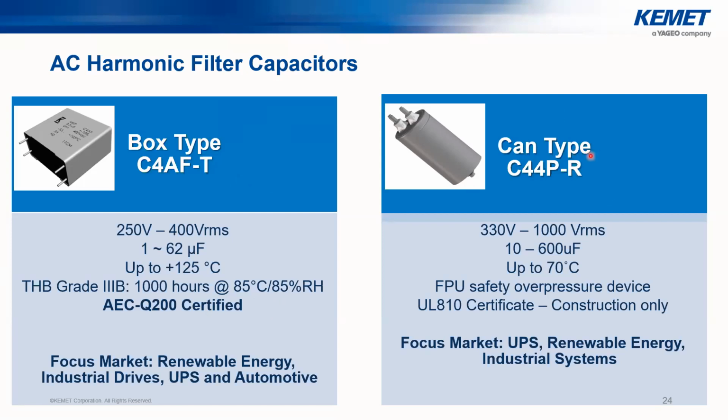The CAN type series is more meant for large energy applications like a UPS system, renewable energy, and so on, simply because of the high voltage rating and also the high capacitance that they offer. They come with a safety overpressure device. They are UL 810 certified. So for your high energy applications where failure might lead to catastrophic consequences, this big CAN type film capacitor series is something that you could consider.